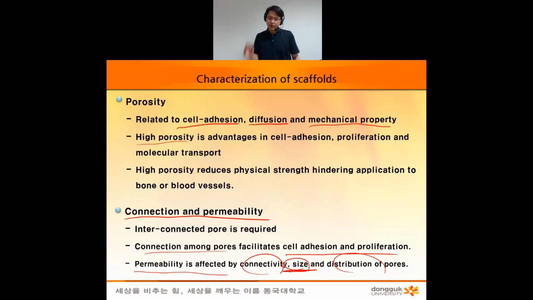If the size of the pore is too small and the channel size between the pores is too small, some kinds of large nutrients such as proteins cannot be transported through those pores. So it is required to obtain as large a pore as possible, but too large a pore reduces the mechanical property of scaffolds. So there should be some balance.